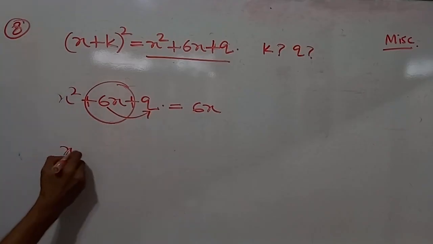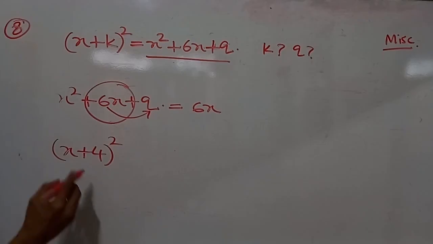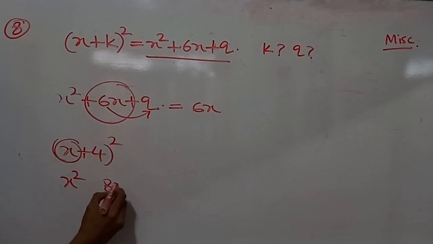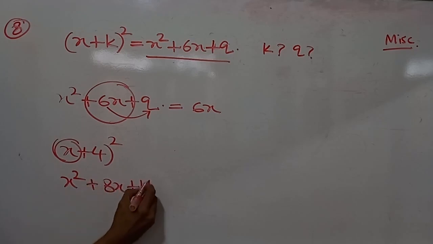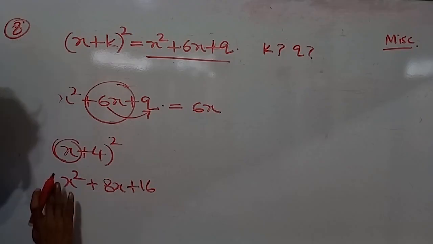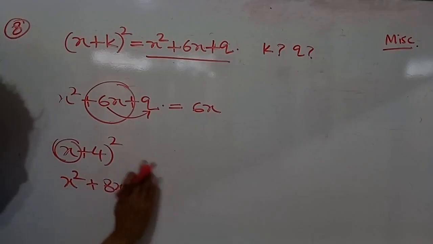As an example, if I take x plus 4 whole thing squared, how do we do this? We know we have to square x, so it is x squared. Then multiply these two together, 4x. Multiply that by 2, 8x. Then plus 16. Imagine that you haven't been given this last term.